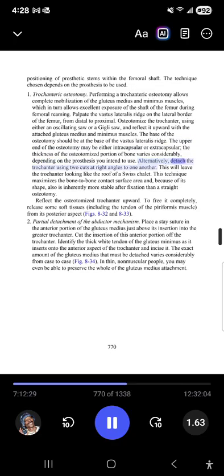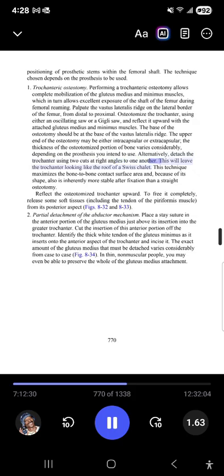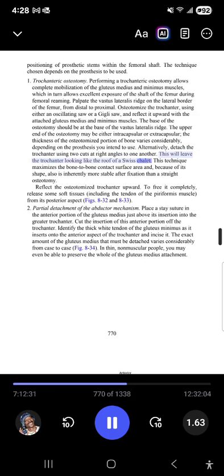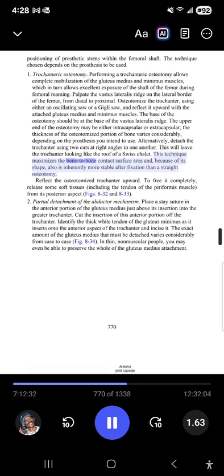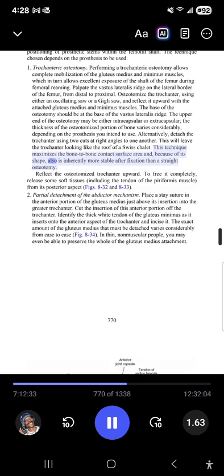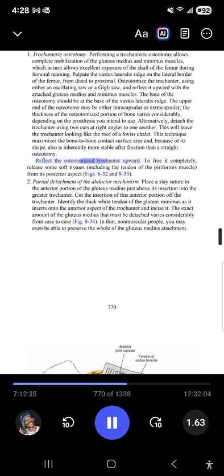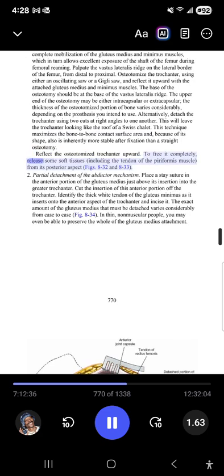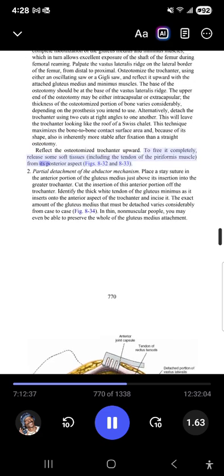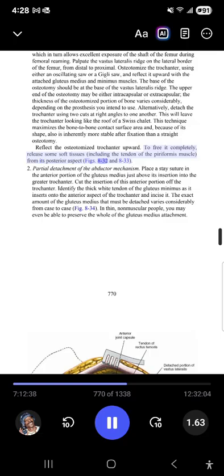Alternatively, detach the trochanter using two cuts at right angles to one another. This will leave the trochanter looking like the roof of a Swiss chalet. This technique maximizes the bone-to-bone contact surface area and, because of its shape, also is inherently more stable after fixation than a straight osteotomy. Deflect the osteotomized trochanter upward. To free it completely, release some soft tissues including the tendon of the piriformis muscle from its posterior aspect. Figures 8-32 and 8-33.